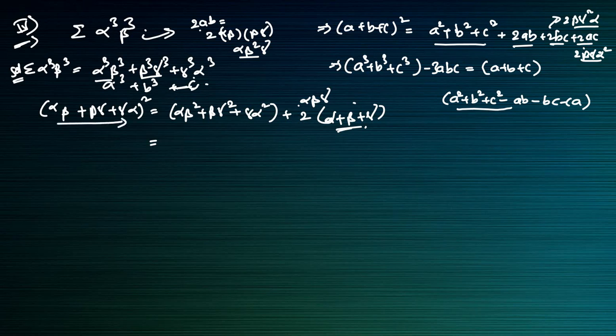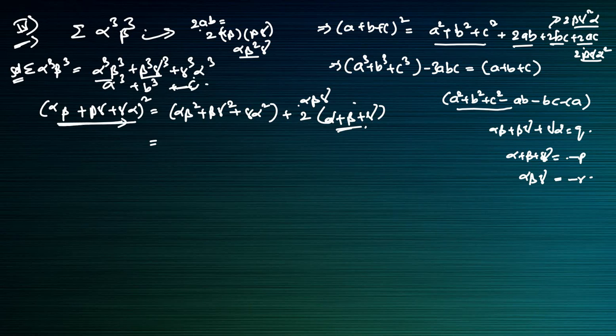So this value we know already. Alpha beta plus beta gamma plus gamma alpha is equal to Q, we know already. Alpha plus beta plus gamma is equal to minus P. Alpha beta gamma is equal to what we have got, minus R. So we will substitute these values in this one.